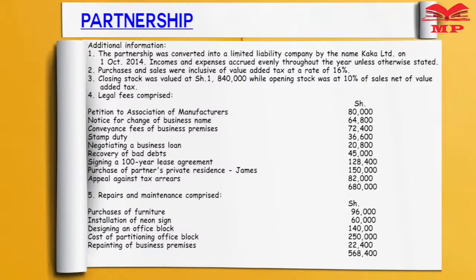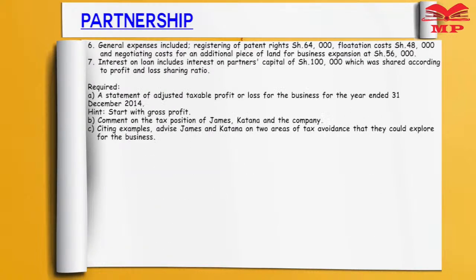Number 5, repair and maintenance comprised purchase of furniture, installation of neon sign, designing of an office block, cost of partitioning office block, repainting of the business premises. Number 6, general expenses included registering of patent rights 64,000, flotation costs of 48,000, and negotiating costs for an additional piece of land for business expansion at 56,000.